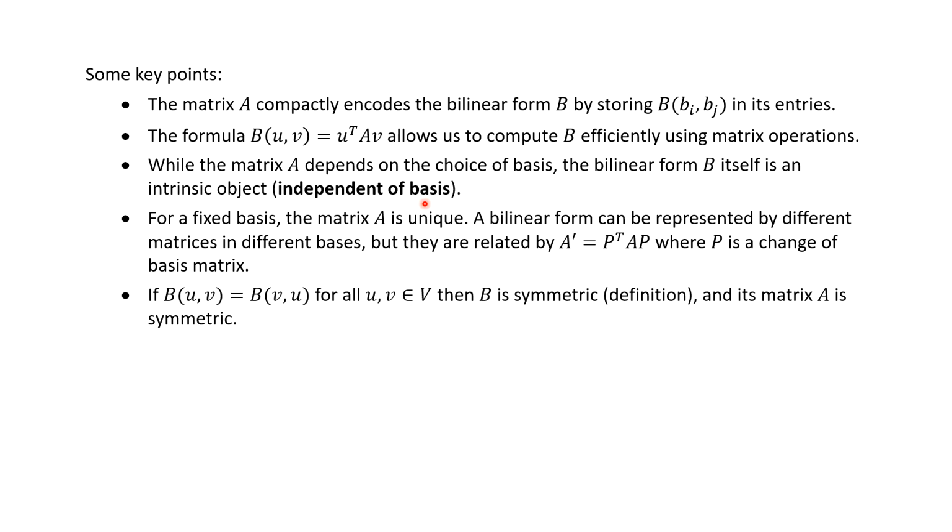A bilinear form can be represented by different matrices in different bases, but they are related by A' = P^T A P, where P is a change of basis matrix for our vector space V. And then if B(u, v) = B(v, u) for all u and v in the vector space V, then B is said to be a symmetric bilinear transformation, and the associated matrix A is also symmetric.